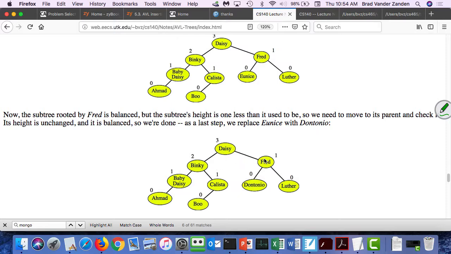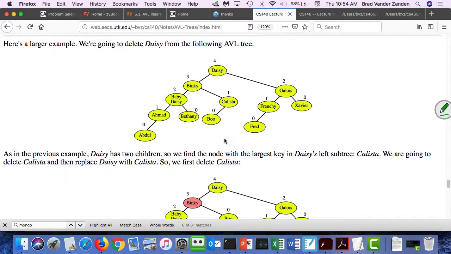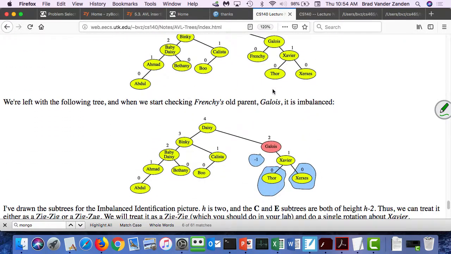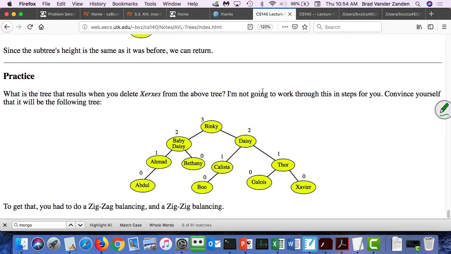On Tuesday, we're going to try to delete Xerxes from this particular subtree. Actually, we're going to delete Xerxes from this subtree, and we're going to find it's a case where we need to do 2 rotations to rebalance. So I want to show you an example where 1 rotation is not enough to rebalance, where we have to do 2 rotations.